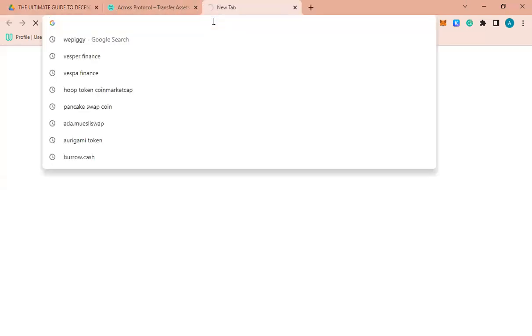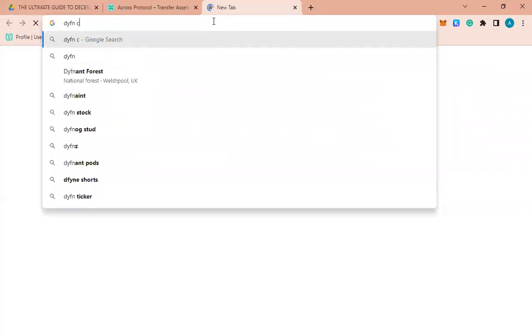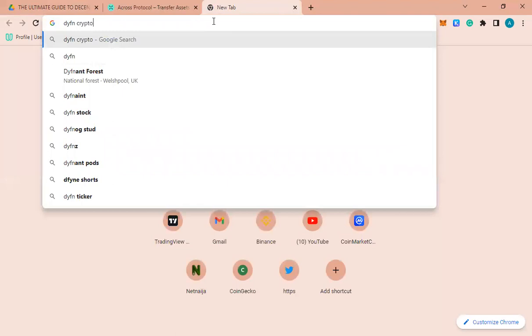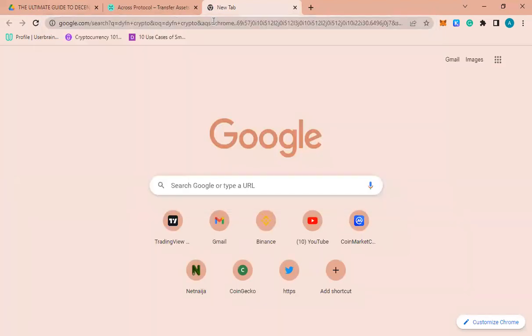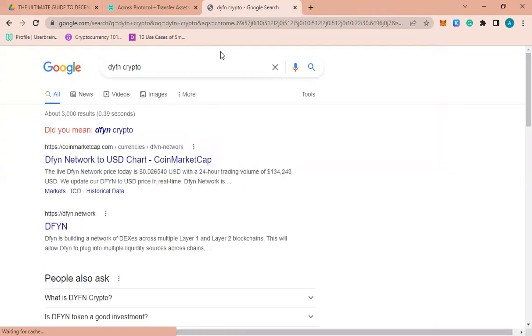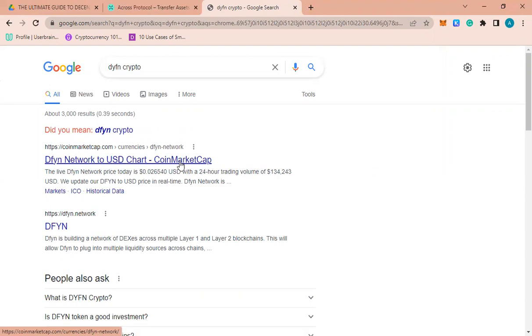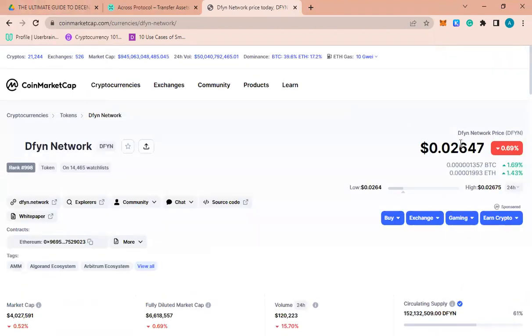Let me try and look for it. DYFN. This project provides extra reward for mining liquidity.